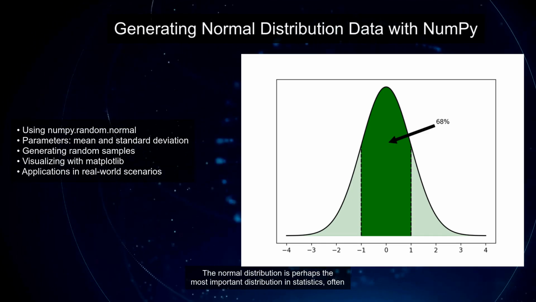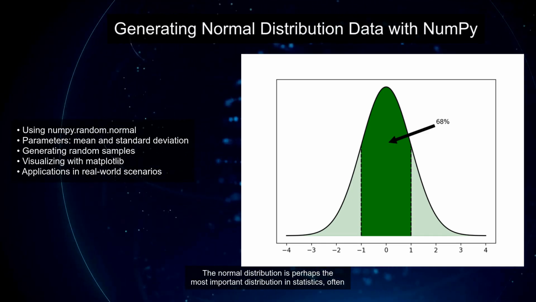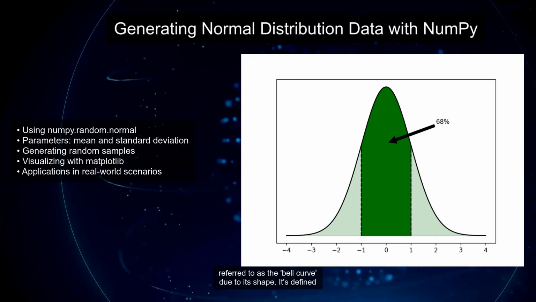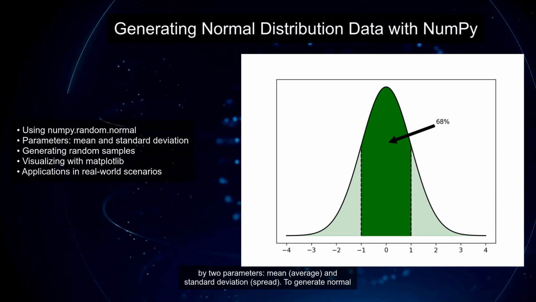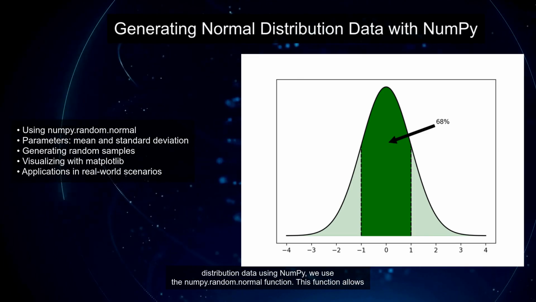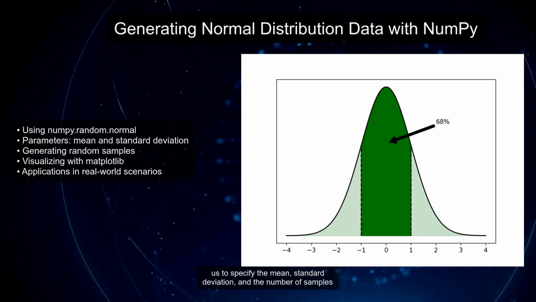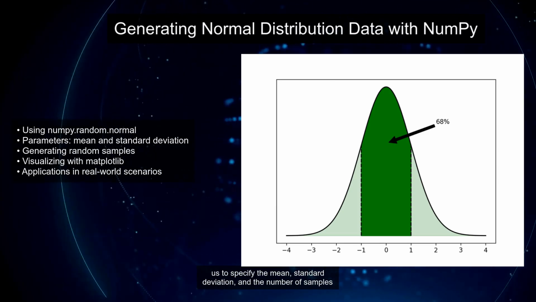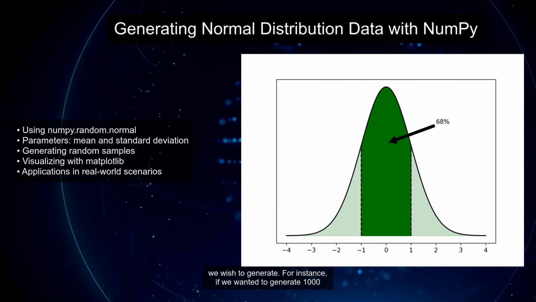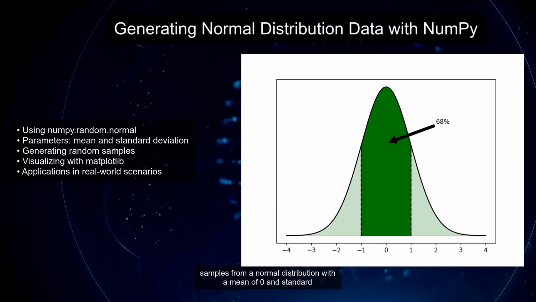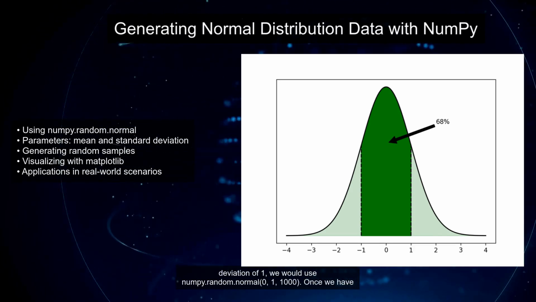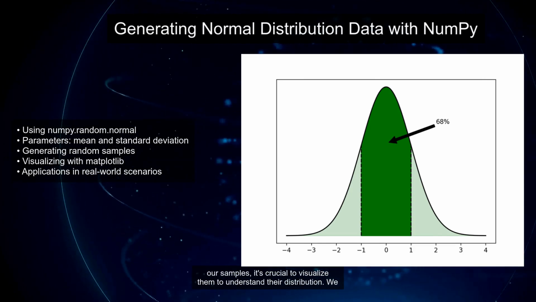The normal distribution is perhaps the most important distribution in statistics, often referred to as the bell curve due to its shape. It's defined by two parameters: mean, the average, and standard deviation, the spread. To generate normal distribution data using numpy, we use the numpy.random.normal function. This function allows us to specify the mean, standard deviation, and the number of samples we wish to generate. For instance, if we wanted to generate 1000 samples from a normal distribution with a mean of 0 and standard deviation of 1, we would use numpy.random.normal(0, 1, 1000).